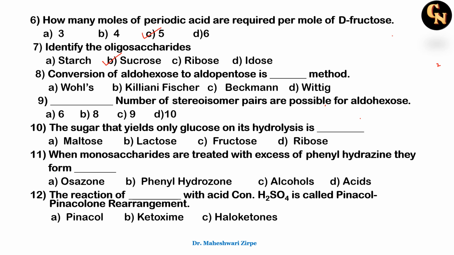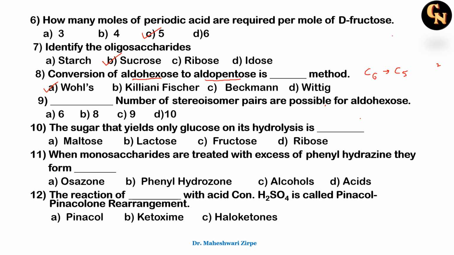Then next is conversion of aldohexose to aldopentose. Just read the question very carefully, because they have asked aldohexose to aldopentose. Hexose is converted into pentose. That means a 6 carbon chain is converted into a 5 carbon chain, meaning you are reducing the number of carbons. So you know that Ruff's degradation method is used. Okay, and Kiliani-Fischer synthesis is used for increasing the carbon chain.